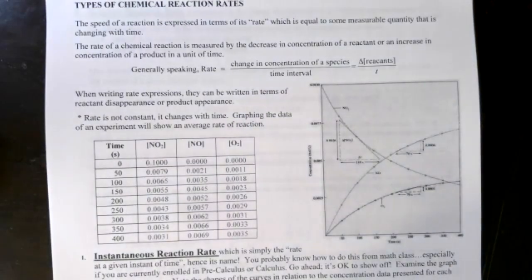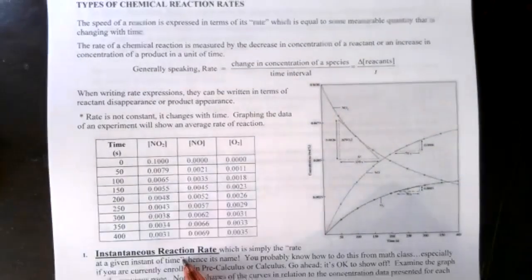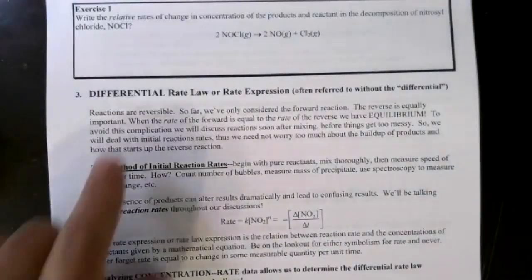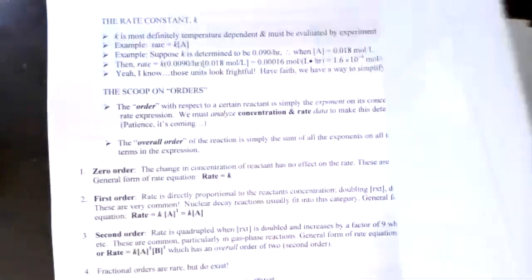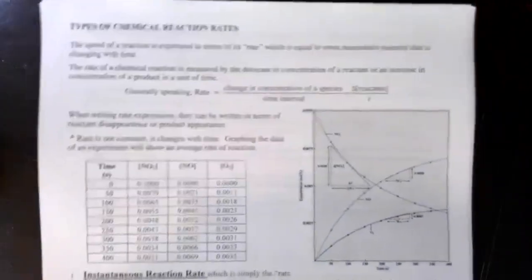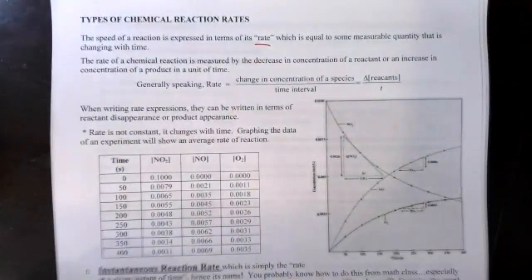So now, types of chemical reaction rates. Instantaneous we're going to look at. We'll also look at relative rates, differential rate law, and we are probably not going to get to, on like page 12 or something here, but much further down in here, we'll get to the integrated rate law. I doubt we'll get there today, though. So let's start out with rate laws in general and instantaneous rates specifically.